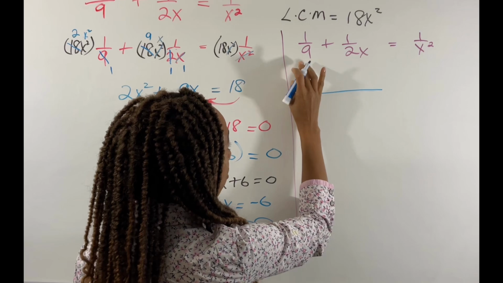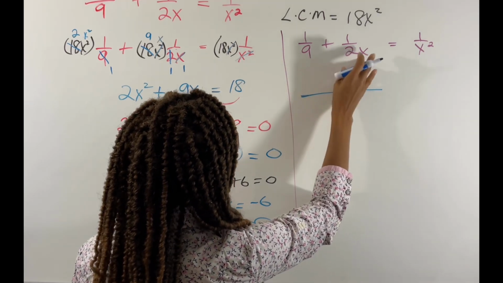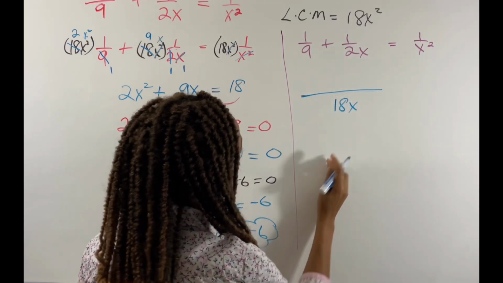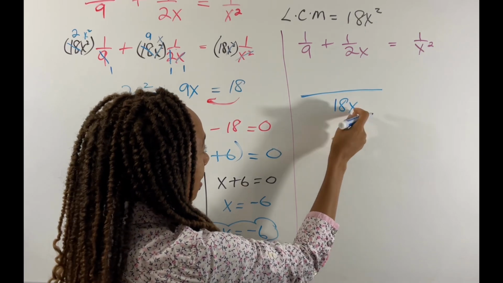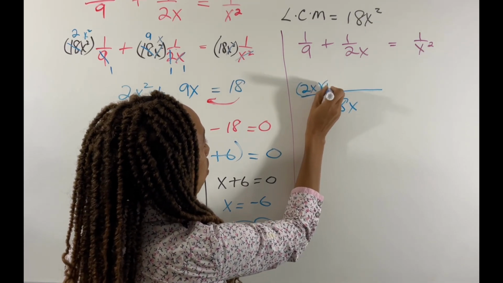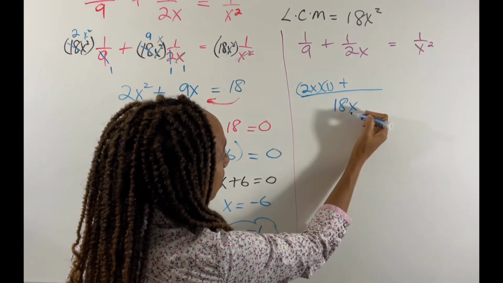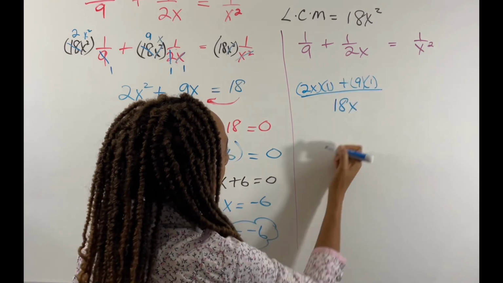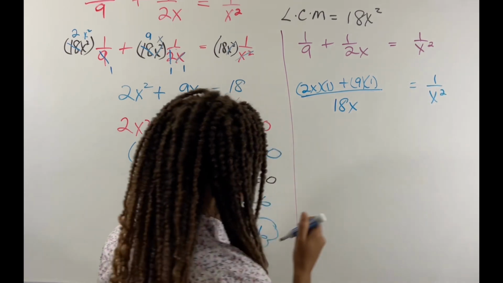So now that we have our 9 over 2x here and we are adding, we are simply going to multiply the 9 with the 2x, so I'm going to use 18x here. So I have my 18x. Now 9 into 18x is simply going to be 2x, and 2x times the 1 on top, and then you have your addition sign here, and 2x into 18x is going to be 9. You put the 9 there, 9 times 1, and that's you showing your work. Set it equal to 1 over x squared.